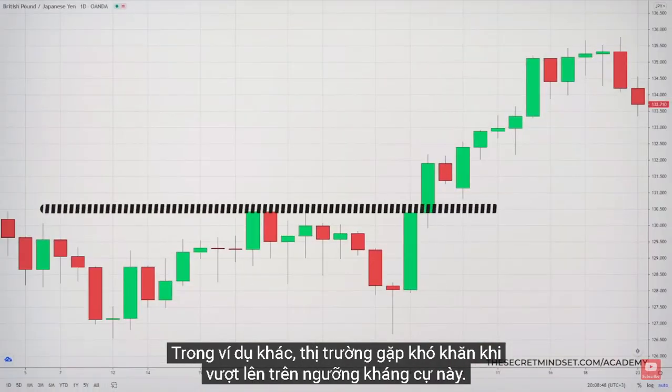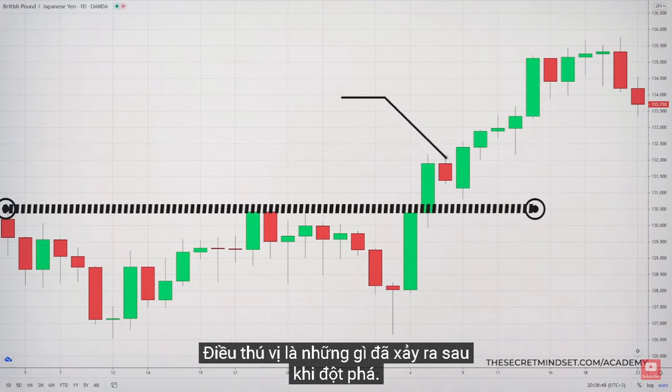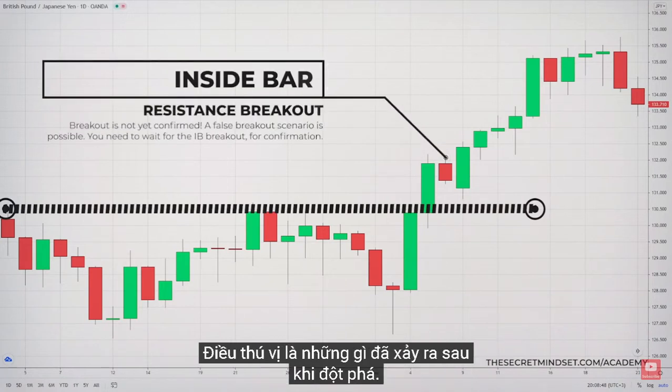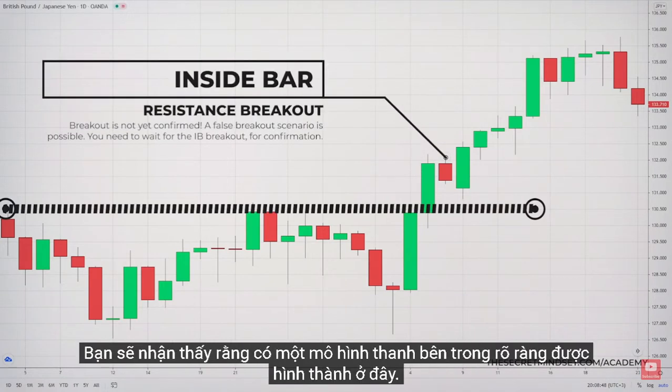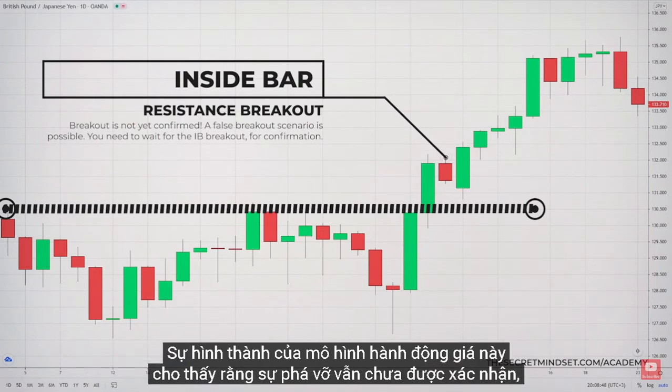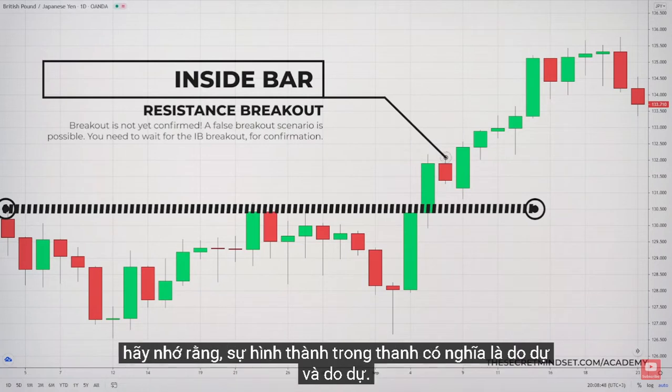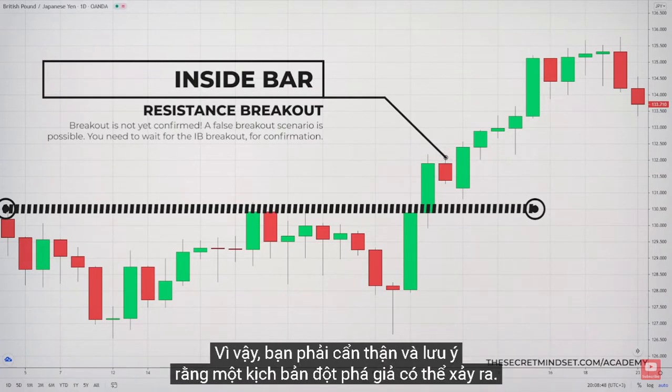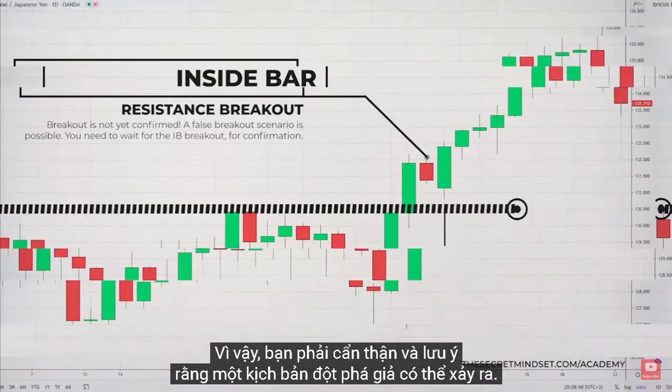In this other example, the market had difficulty rising above this resistance level. What is interesting is what happened after the breakout. You'll notice that there is a clear inside bar formed here. The formation of this price action pattern indicates that the breakout is not yet confirmed. Remember, an inside bar formation means indecision and hesitation. So you have to be careful and bear in mind that a false breakout scenario is possible.